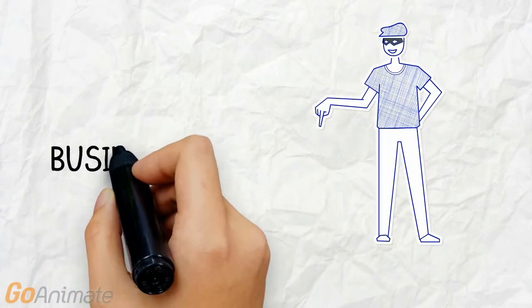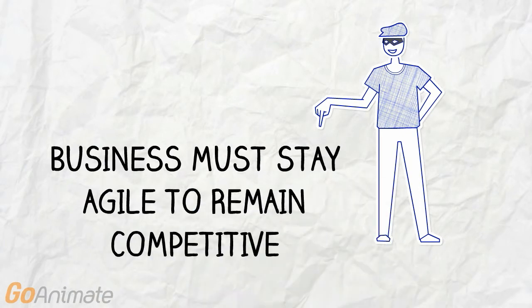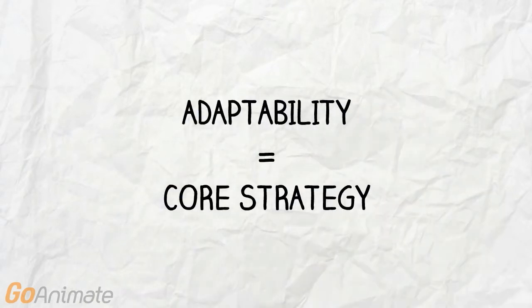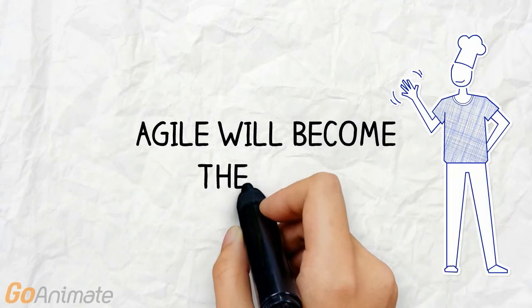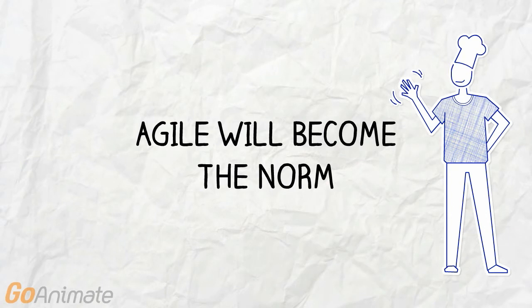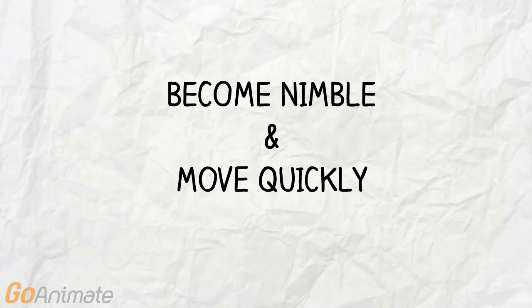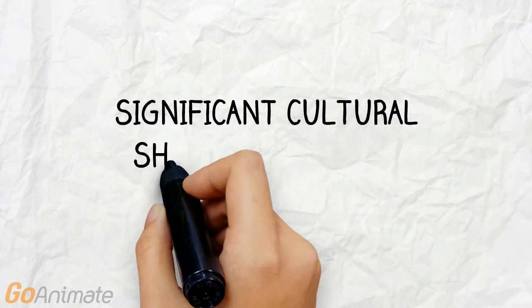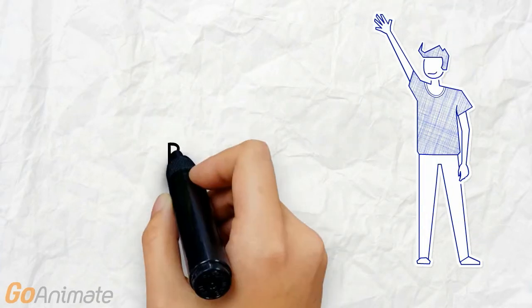The rate of change in the business world is happening so rapidly that any organization that takes too much time to do anything is going to be left behind. In today's business world, adaptability must be at the core of every organization's strategy. In order to survive and thrive in this new environment, Agile methodologies will become the norm. Organizations will need to become more nimble and move more quickly. It may require significant shifts in culture for some organizations to change from more traditional methods to Agile development, so the future of Agile is bright.